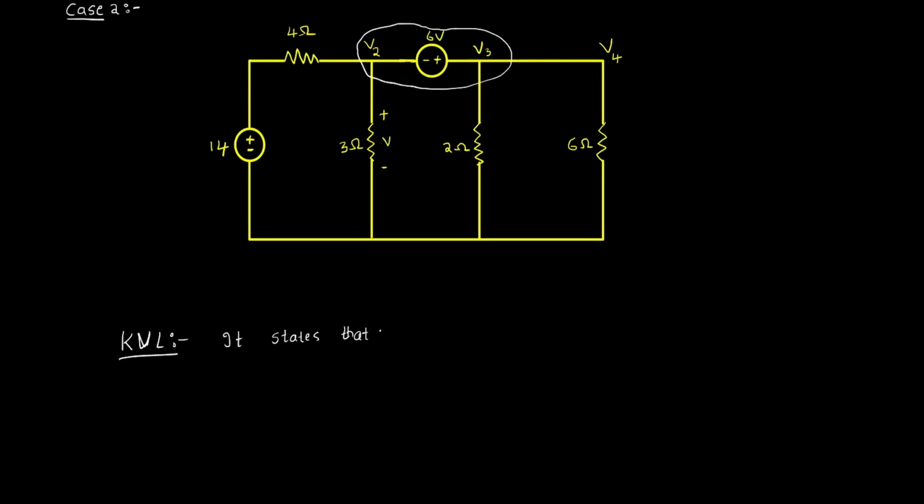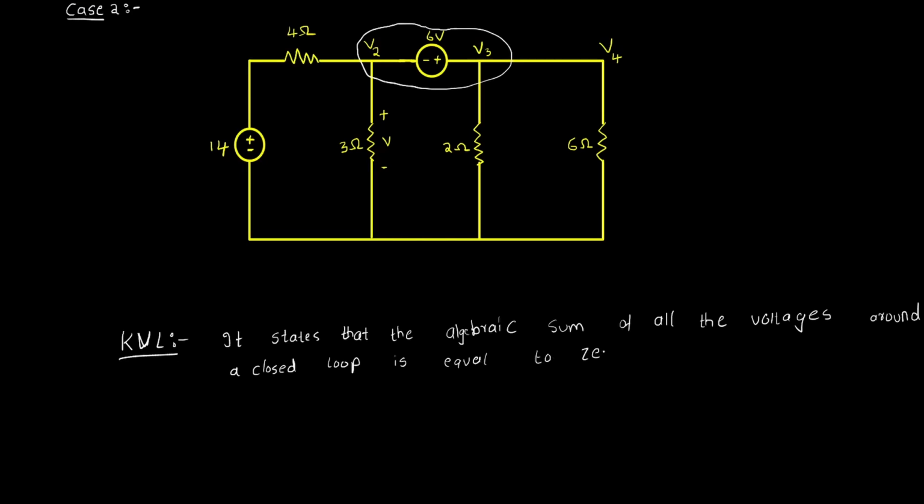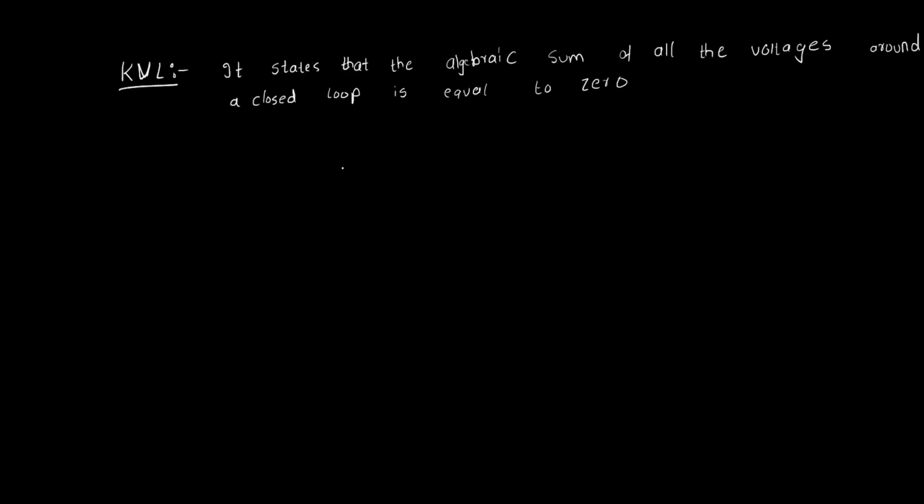the algebraic sum of all the voltages around a closed loop is equal to 0. So let us consider a circuit to understand this law better. Let us consider this circuit.